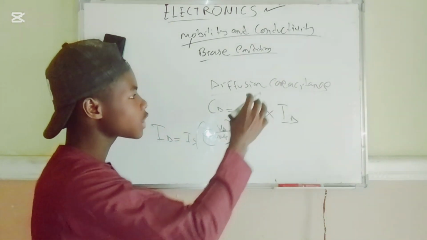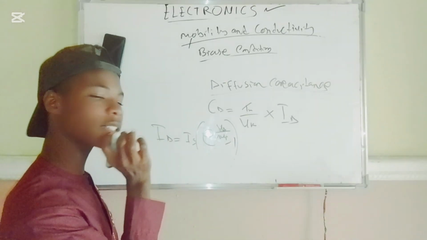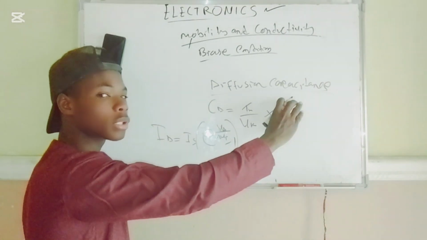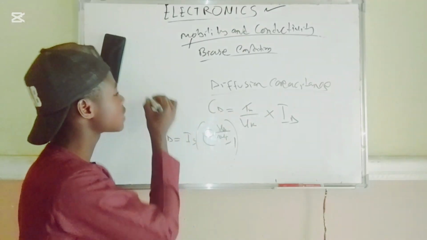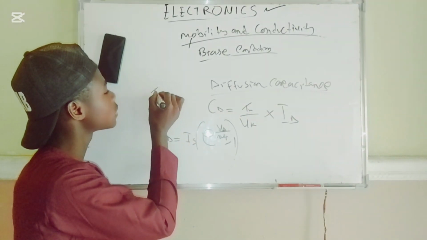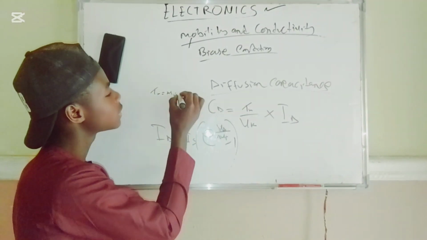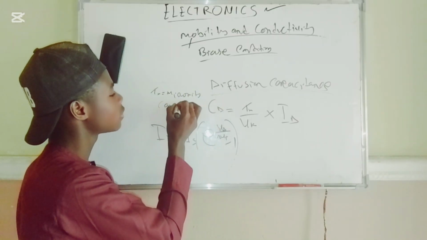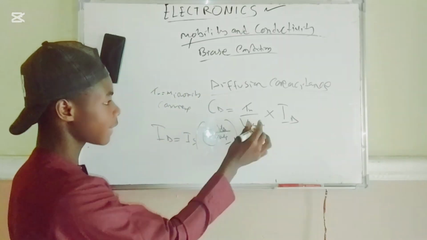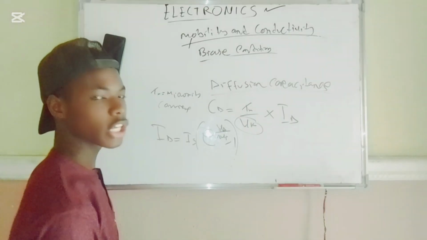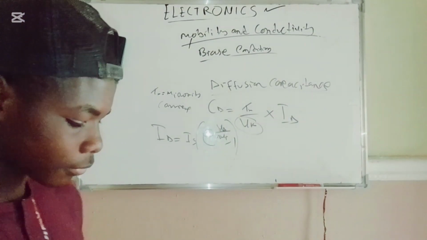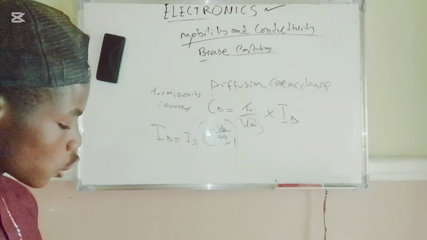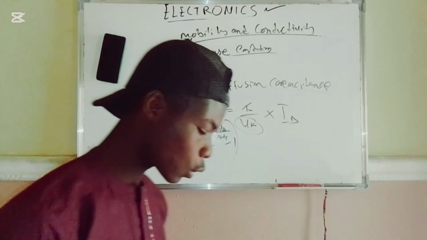So if this question is given to you, for the diffusion capacitance, you first have to find the value of ID, and then substitute it here and multiply. This is the minority carriers lifetime, and VK is the knee voltage.